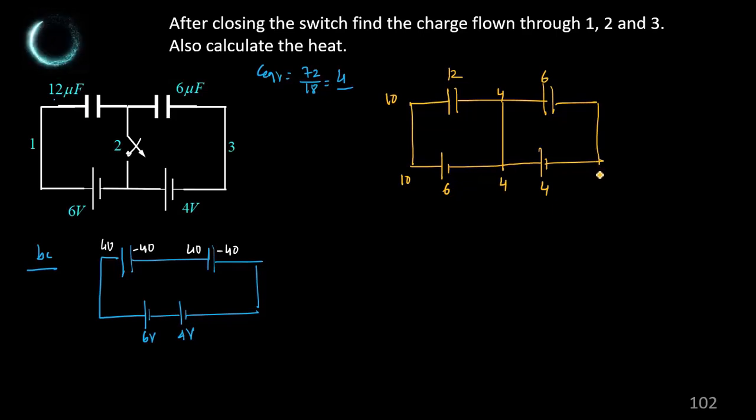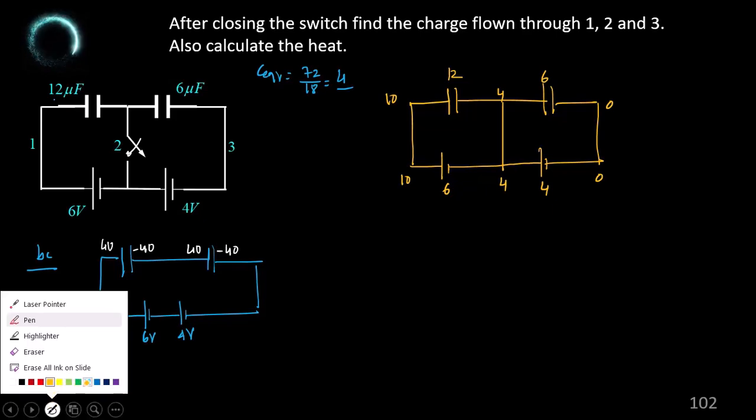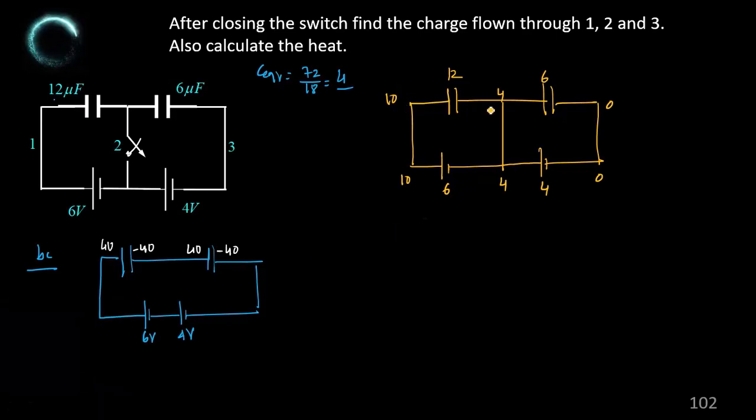Here I can say zero potential. Now I can identify the potential difference across each and every capacitor. So 12 minus 4 is 6. Here the charge will be plus 72, here minus 72. This 4 means plus 24, minus 24. Okay, so these are the charge distributions.